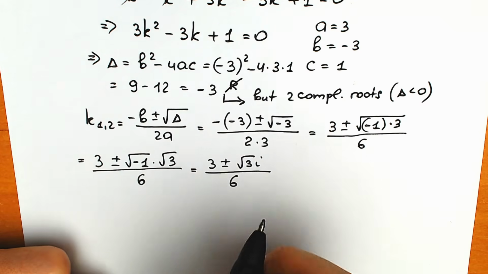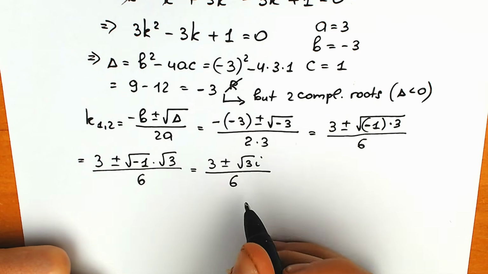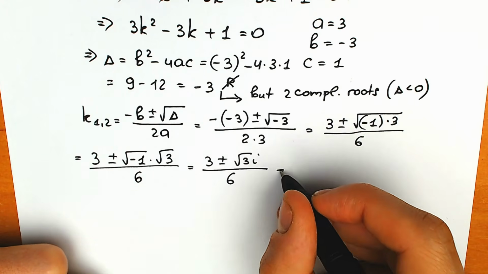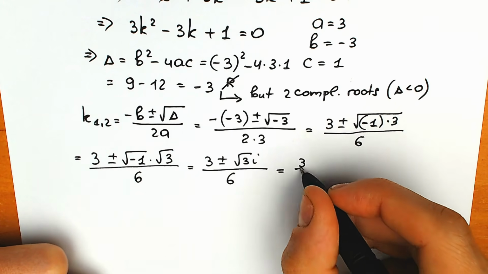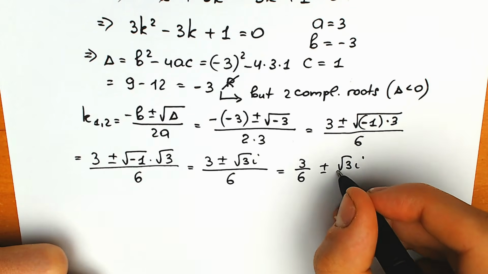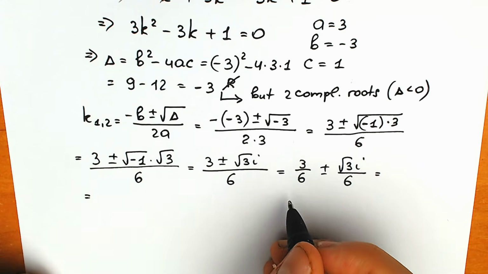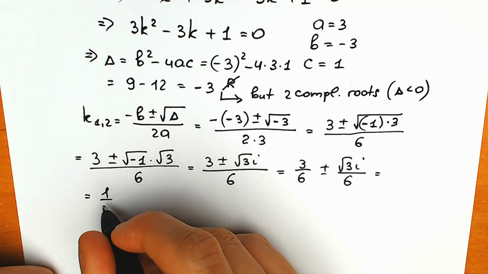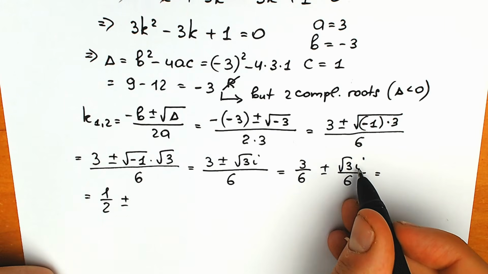What are we going to do next? My quick recommendation: we can divide it by parts. Of course you can leave it like that, but we can simplify this a little bit. We can divide both parts by 6. We can write 3 over 6 plus minus square root of 3 times i over 6, equal to, 3 over 6 equal to 1/2. So we have 1/2 plus minus, right here, square root of 3i over 6.